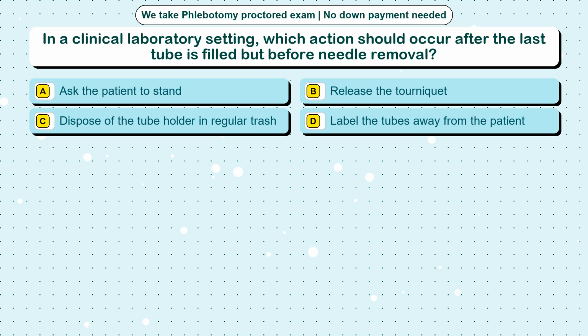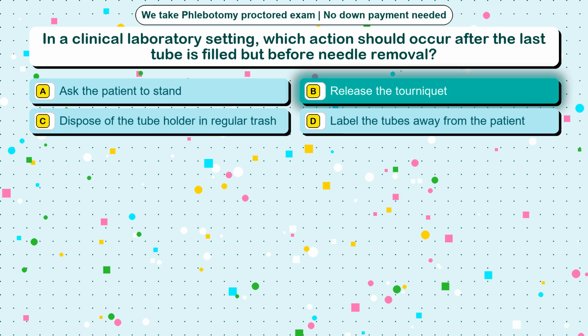Question 22. In a clinical laboratory setting, which action should occur after the last tube is filled but before needle removal? Option A. Ask the patient to stand. Option B. Release the tourniquet. Option C. Dispose of the tube holder in regular trash. Option D. Label the tubes away from the patient. The correct answer is option B.